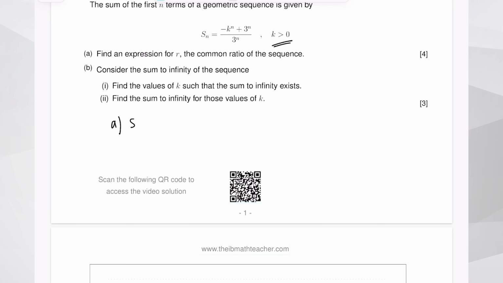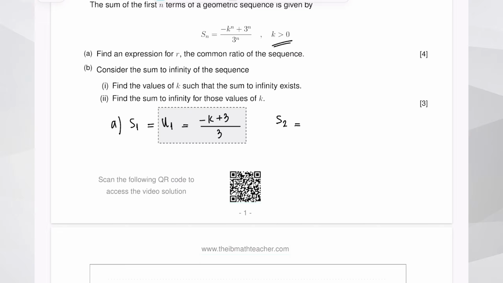So u2 over u1. Now, S1 and U1 are the same. The sum of the first term is just U1, right? Now, the sum of the first 2 terms is going to be U1 plus U2. So when we calculate S2, we need to make sure that we subtract U1 from it to get U2, but we're going to get there. So as I was mentioning, S1 is the same as U1, which is negative k to the first power plus 3 to the first power over 3 to the first power. So this is our U1.